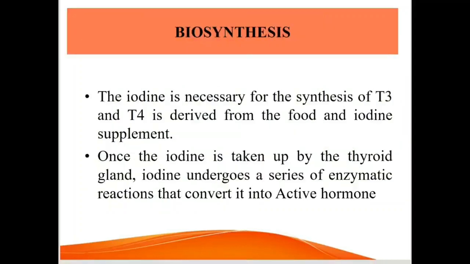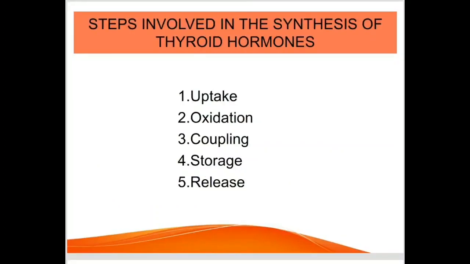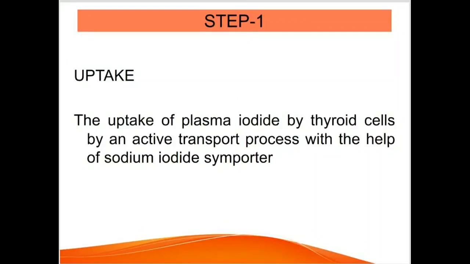Next, we discuss the biosynthesis of thyroid hormones. The iodine necessary for the synthesis of T3 and T4 is derived from food and iodine supplements. Once the iodine is taken up by the thyroid gland, it undergoes a series of enzymatic reactions that convert it into active hormone. Next, the steps involved in the synthesis of thyroid hormones. There are 5 steps. First one is uptake, second is oxidation, third is coupling, fourth is storage, fifth is release.